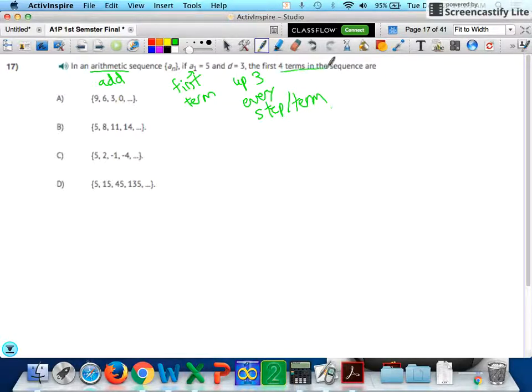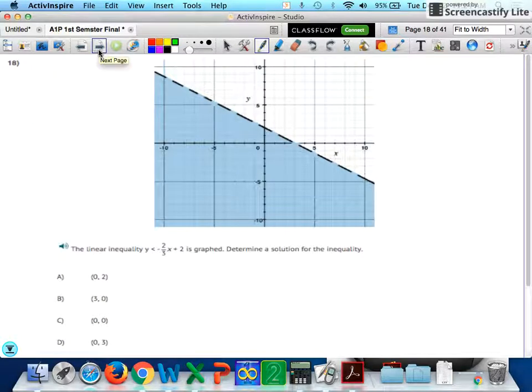So it wants to know the first 4 terms. Well, one of them can get eliminated early. The first term had to be 5, so that means A is already out of the running. Then we just check which one goes up 3 every step. It happens to be answer B. We go +3, +3, +3 every single time. Answer was B. Number 18, here's this inequality.